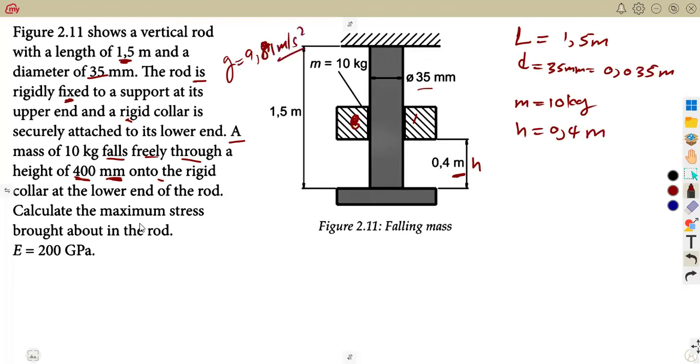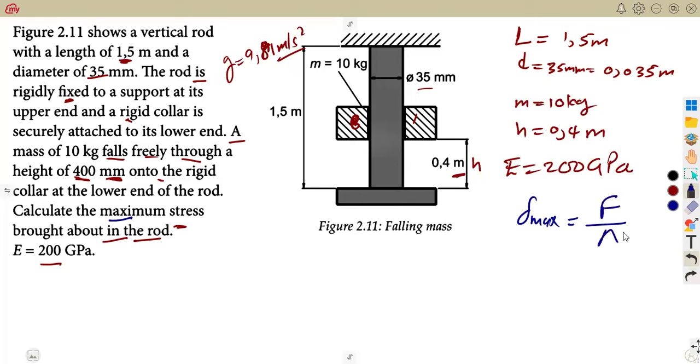Calculate the maximum stress brought about in the rod, if E, the Young's modulus, is given as 200 gigapascal. So they want you to calculate the maximum stress. What is the maximum stress? So how can I have this maximum stress, guys? We do understand it must be from the force over area. There's supposed to be a force to be considered and area to be considered. This is what our question is about.